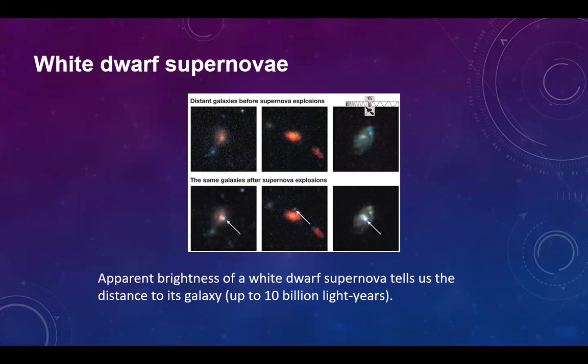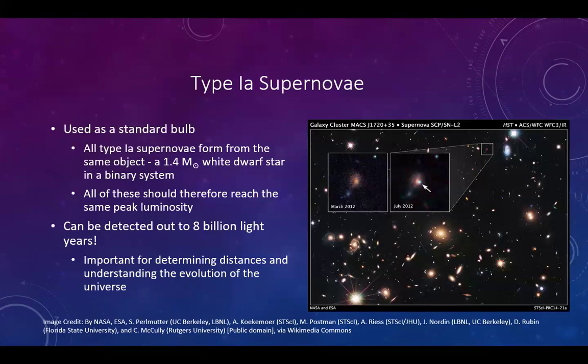And 10 billion light years away, that's like 10 billion years into the past, and the universe is only about 13 billion years old. So type 1a supernovae are used as a standard bulb. All type 1a supernovae form from the same object, a 1.4 solar mass white dwarf star in a binary system. All of them should therefore reach the same peak luminosity, because they're all basically identical.